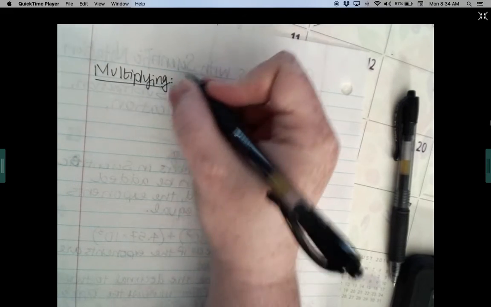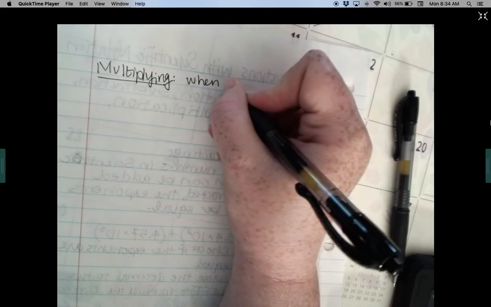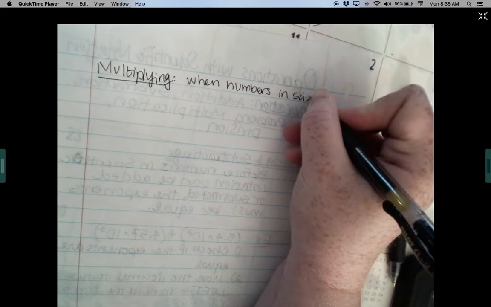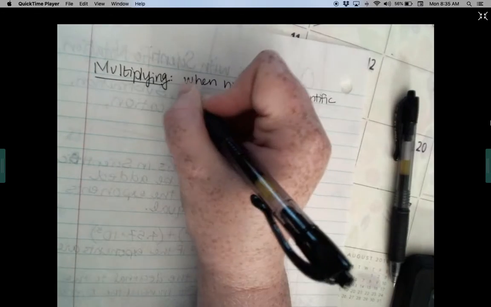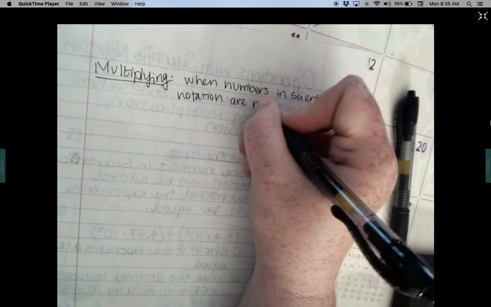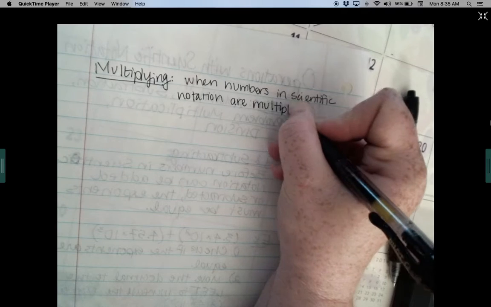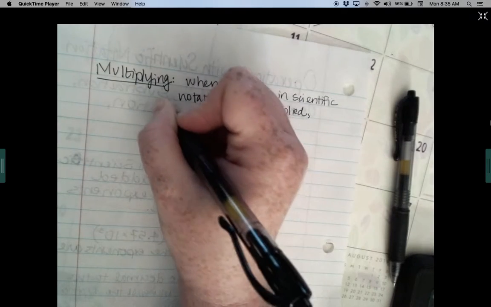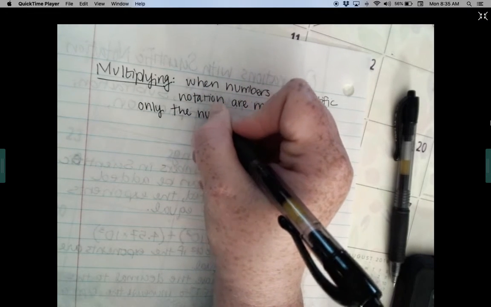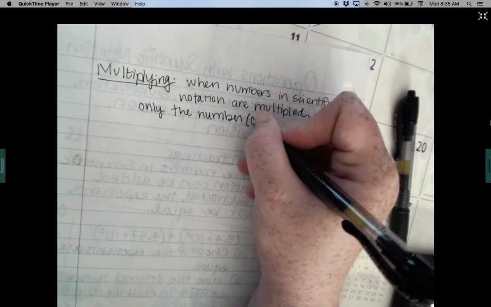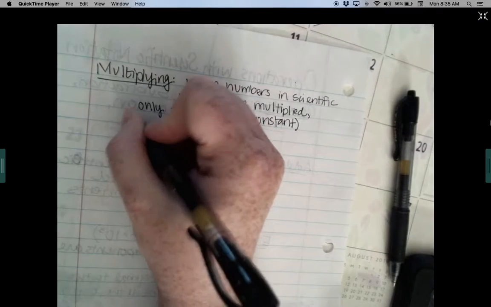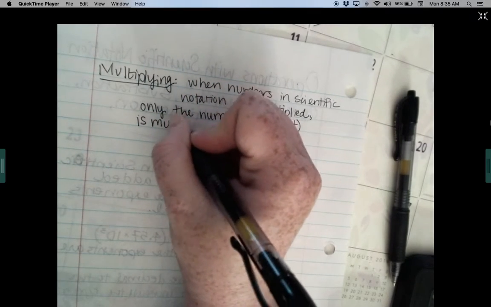Okay. So when numbers in scientific notation are multiplied, only the number, which is also called the constant, so we're only going to talk about the constant first and then we'll talk about the powers, is multiplied. So we're only going to multiply the constant.